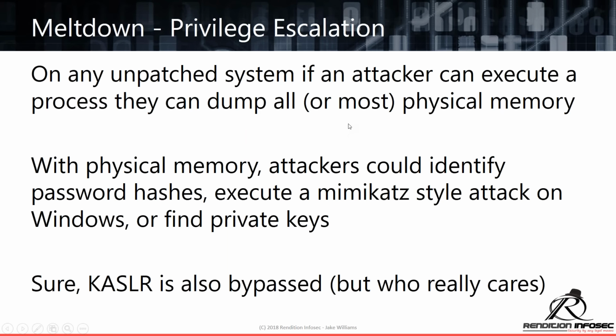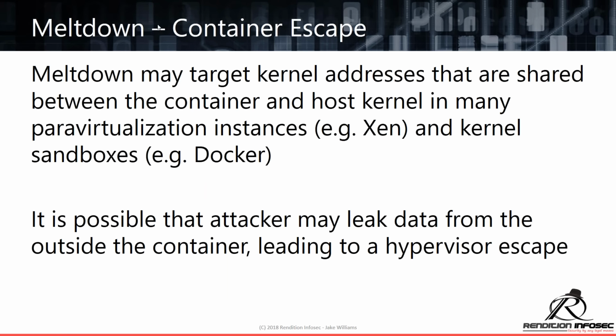Okay, so moving past that, as we look at container escape, again, we're targeting kernel addresses that may be shared between a container and the host kernel, whether we're talking about paravirtualization with Xen or a kernel sandbox like Docker. The attacker could leak data from outside the container. That could lead to a hypervisor escape, right? How would you do this? You might leak, let's say, an SSH private key or other interesting data. Again, if you've never looked at a memory dump before, oh my goodness, the amount of stuff in a memory dump is unreal, right? So again, we don't want to lead to a hypervisor escape there.